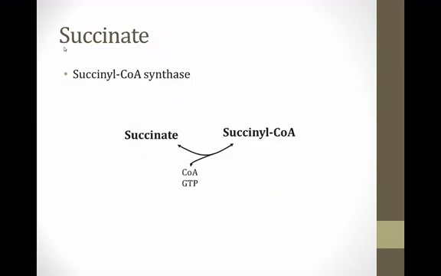The next step involves the formation of succinate. This is done by an enzyme called succinyl-CoA synthase. It removes the CoA portion of succinyl-CoA, and in doing so, it generates a molecule of GTP, which can be used just like ATP for energy.